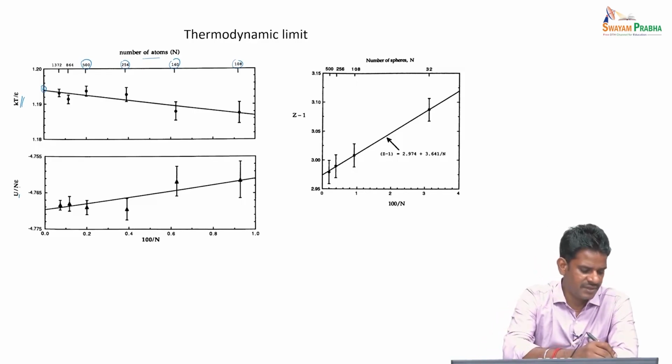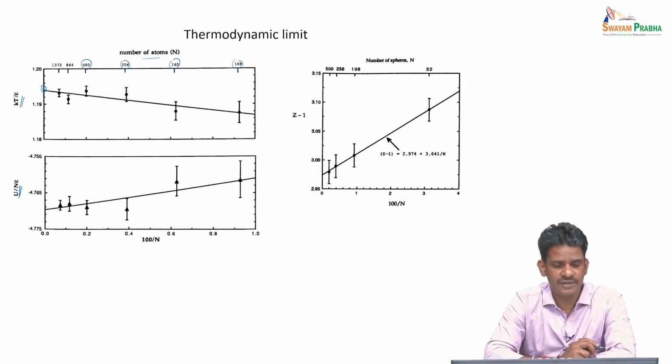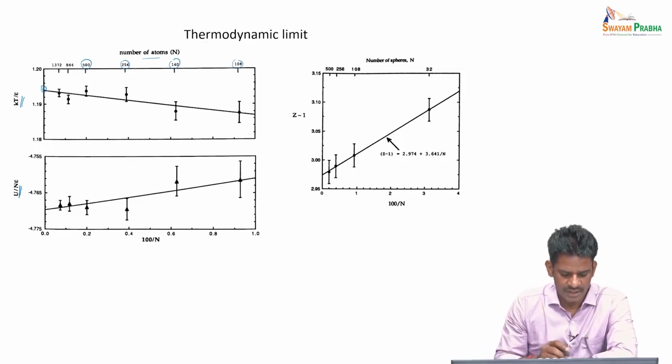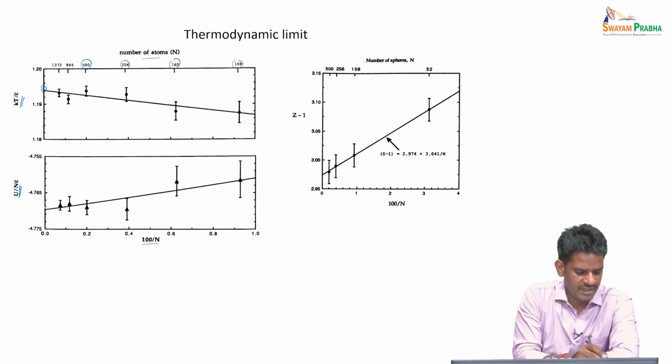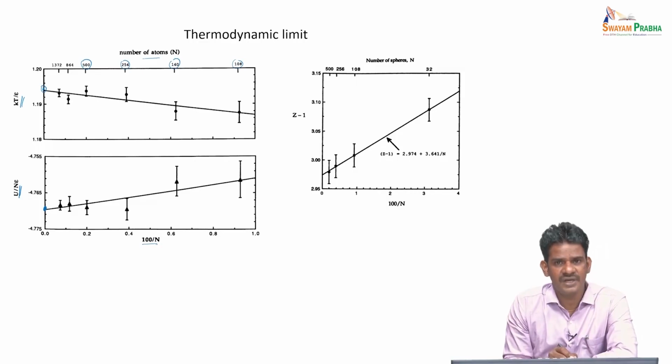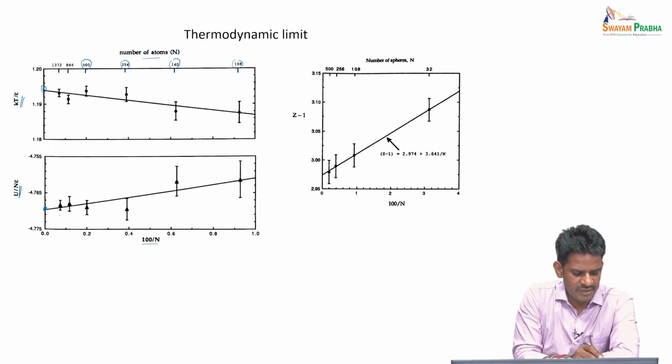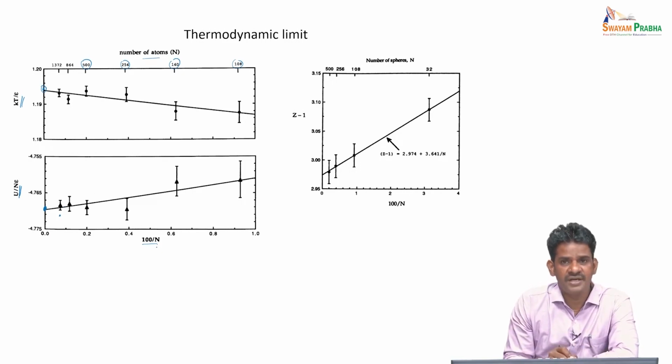The same thing is given for the energy here, energy per particle. Here, if we plot as a function of 100 by N, then when N goes to infinity, that is the thermodynamic limit, so this will go to 0. So this would be the thermodynamic limit here, because this is where N goes to a very large value. You might have done simulations only up to a certain point, but by fitting this straight line and extending it to 1 by N tending to 0, we can find the thermodynamic limit.